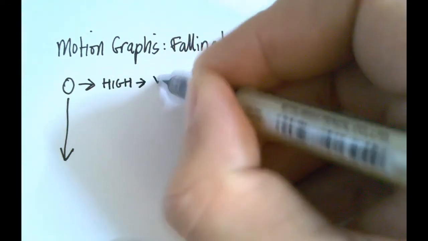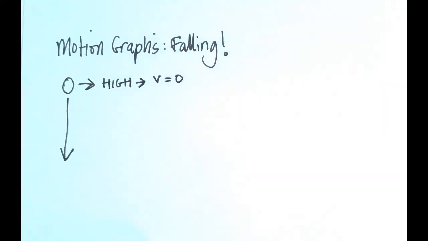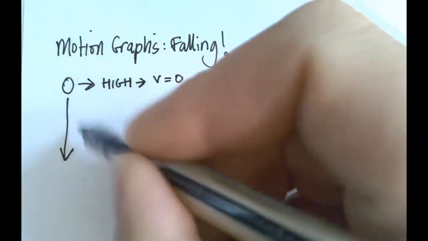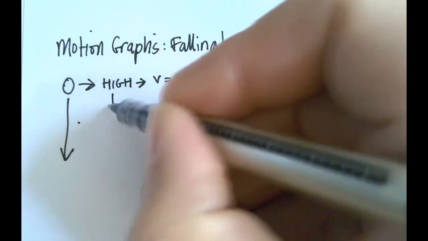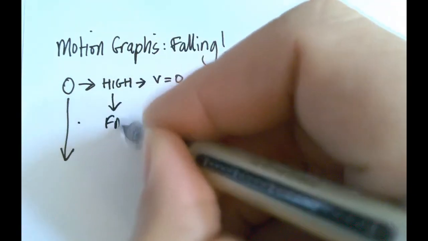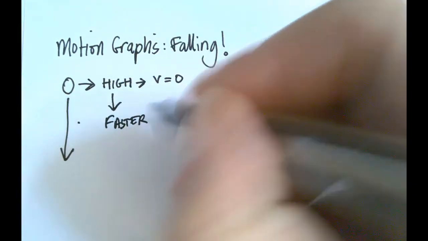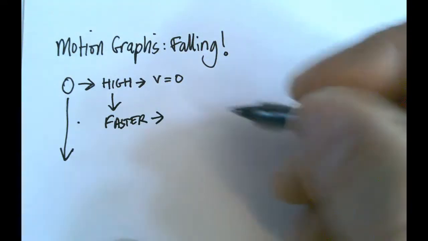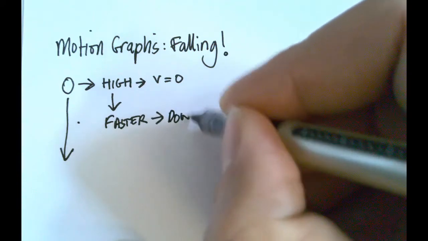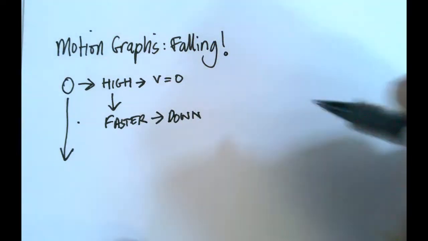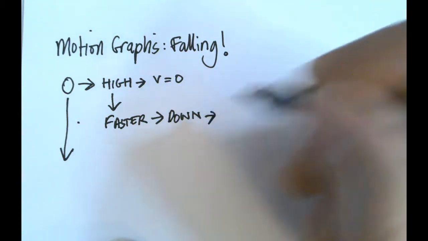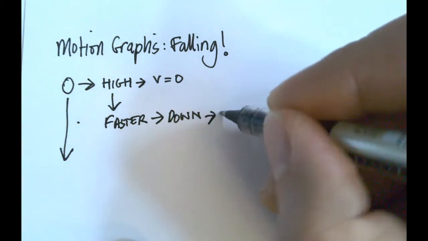but the velocity is going to equal 0 because it's going to fall down. We've just let go of it. It's not moving yet. As it falls, it's obviously going to get faster. But it's going to get faster in the downward direction. So it's going to be down, and because we've agreed that our convention that up is positive, the velocity is going to get increasingly negative.